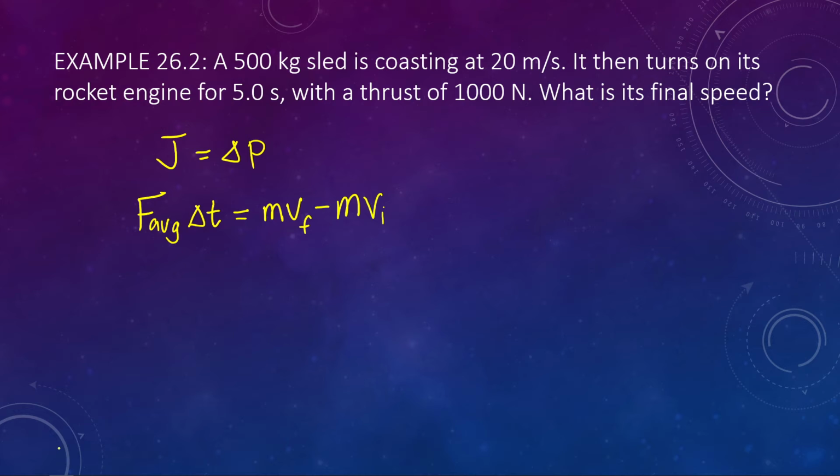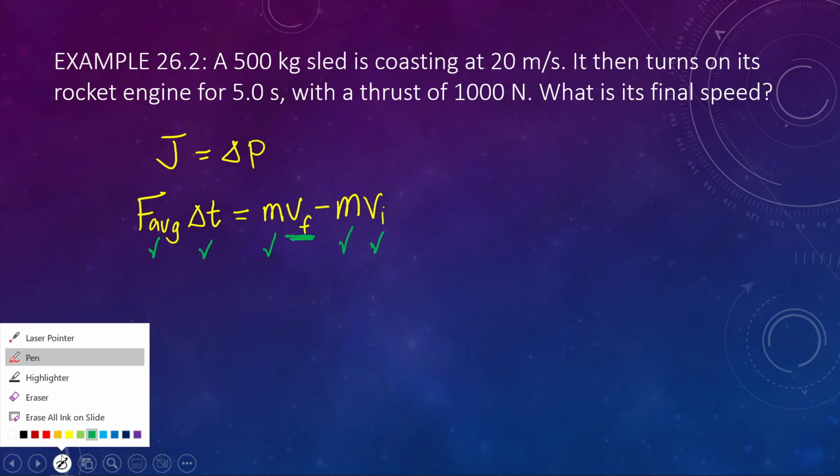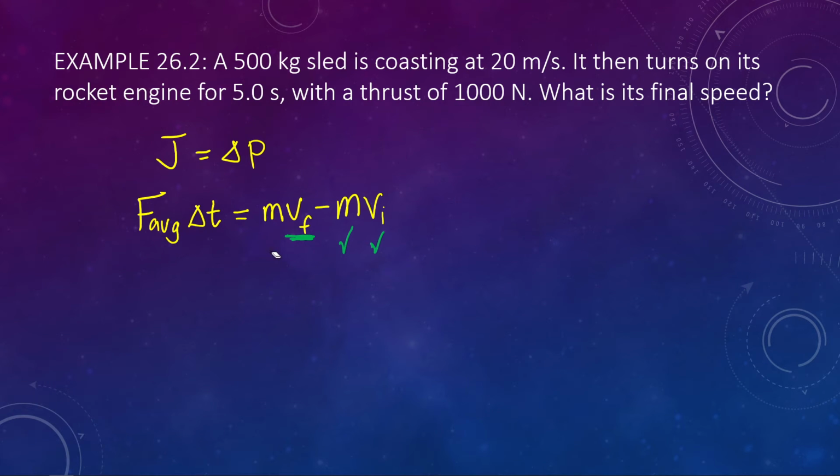So if we are trying to solve for the final velocity, in other words, this V final here, we need to know everything else in the equation. Do we know the average force? Yes, we have 1,000 newtons. Do we know the time it takes? Yes, 5 seconds. Do we know the mass? We do. And do we know the initial velocity? We do indeed. So we have everything we need in this full form of the equation in order to solve it. At this point, it's really just an algebra problem.